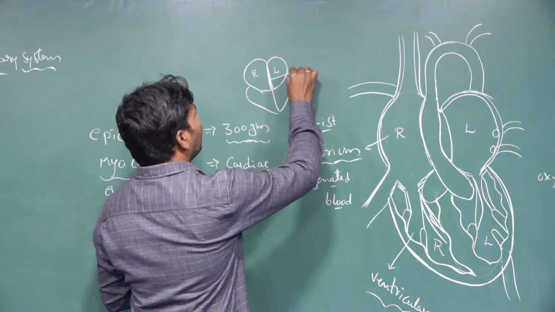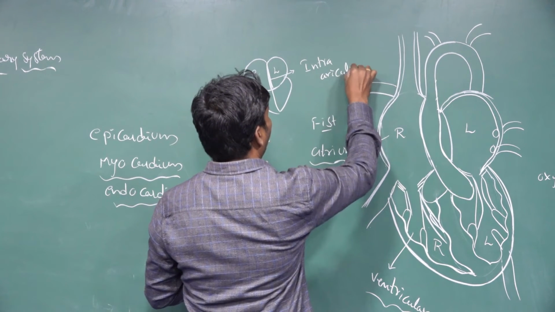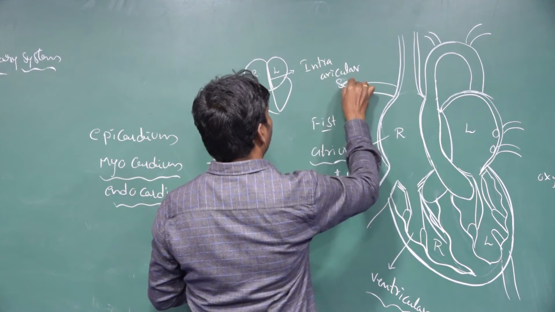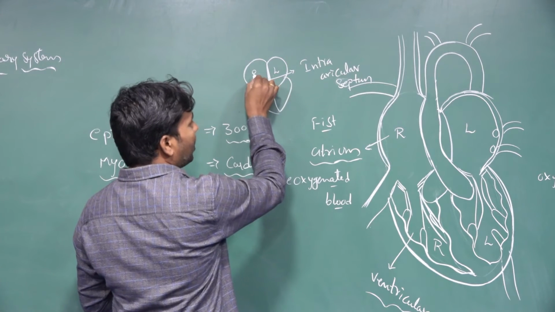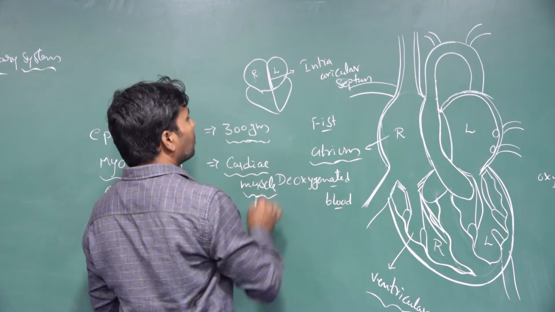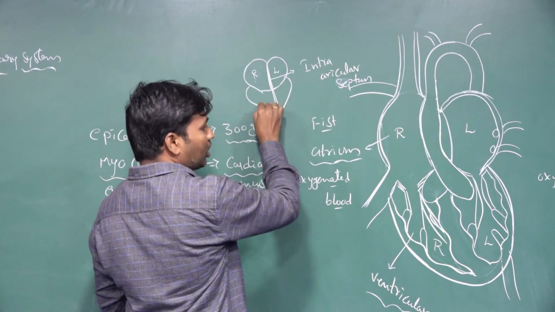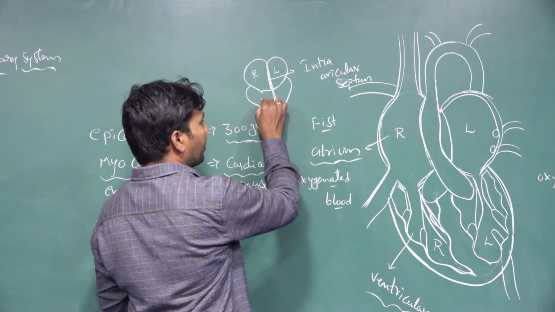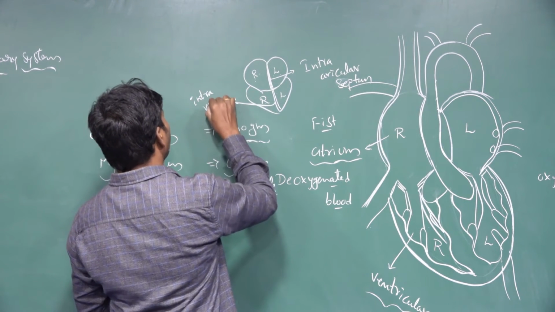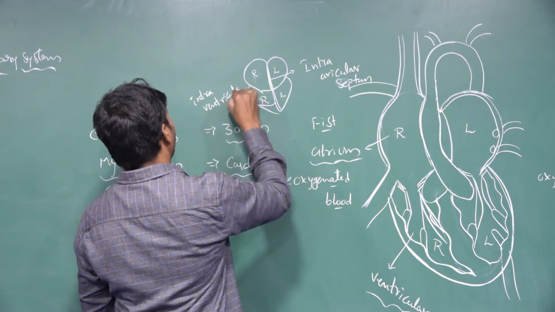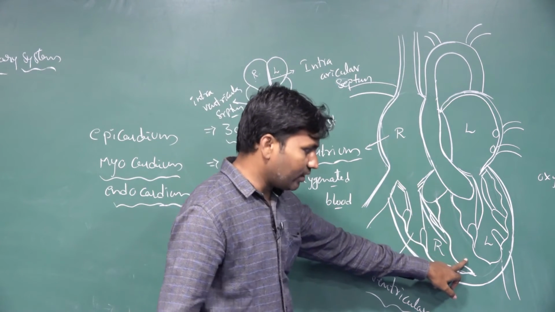This is called the intra-auricular septum. It separates the right auricle from the left auricle. Similarly, the lower two chambers, the larger chambers, are also separated into right and left by the intraventricular septum. So this is the intraventricular septum.